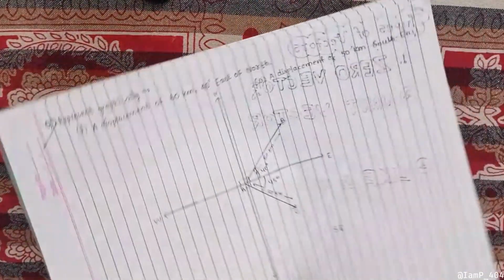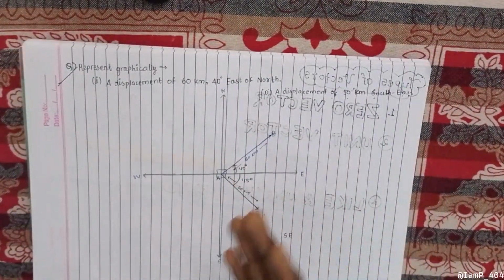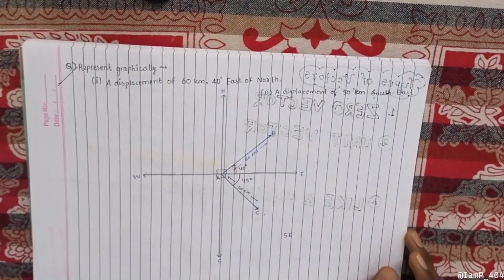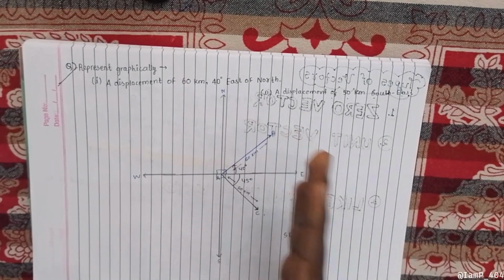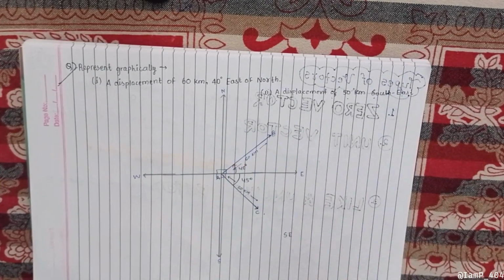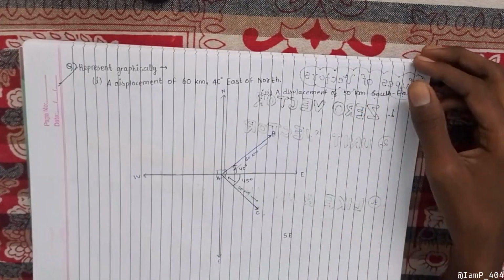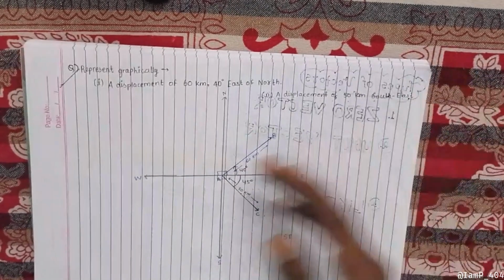Then we have a few exercises like this, in which we are given questions and we have to plot those on a graph. For example, there was a question: a displacement of 60 km 40 degrees east of north. So we measured 40 degrees from the base and plotted a line from its scale, 60 km. We can't draw 60 km on a notebook, so we just drew it like this. And then there was another question saying 50 kilometers southeast, which we drew here.